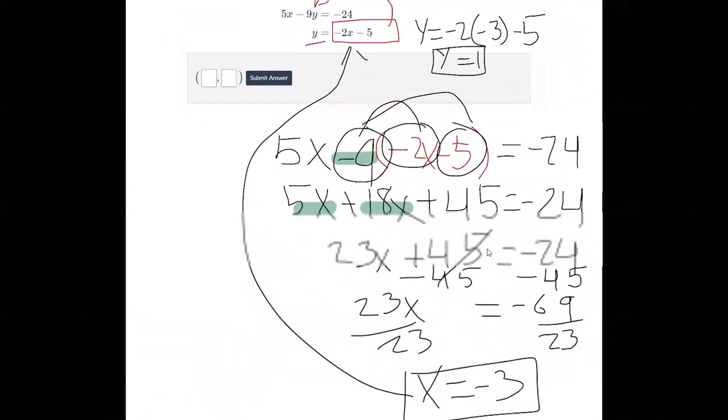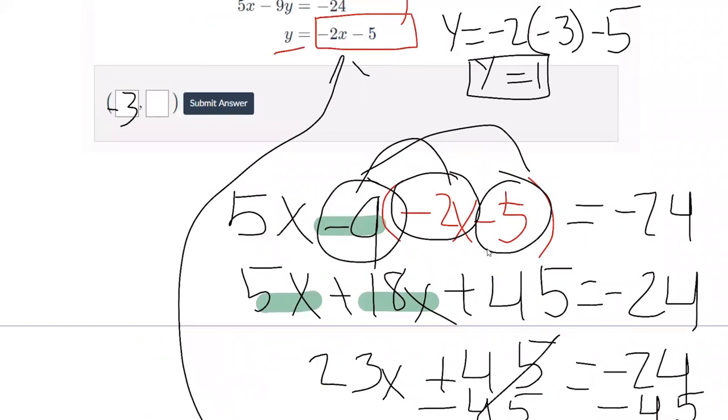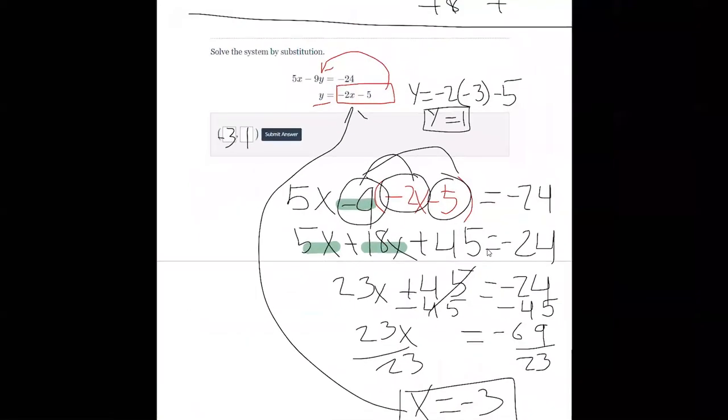So in our answer, we would put negative 3 in our first box. That was our x. Our 1 in the second box. That was our y. Let me know if you have questions today.